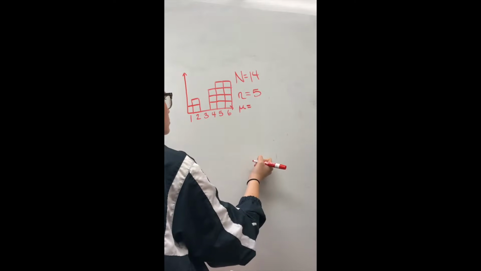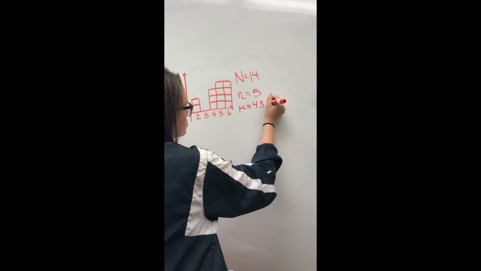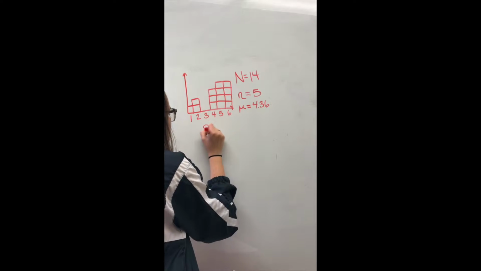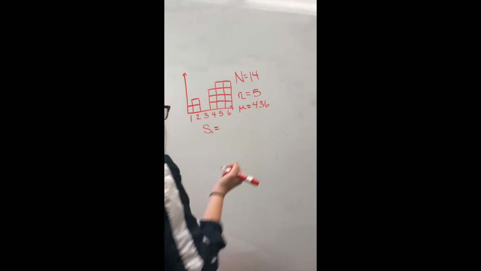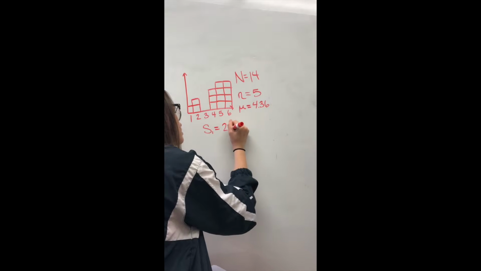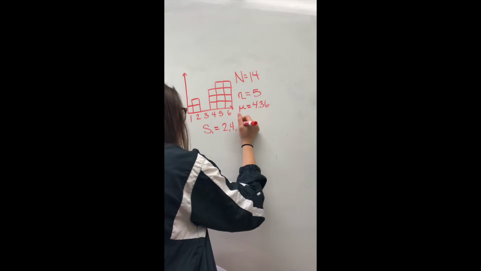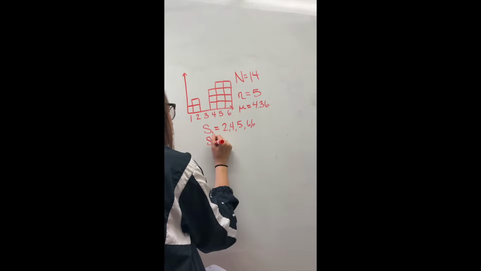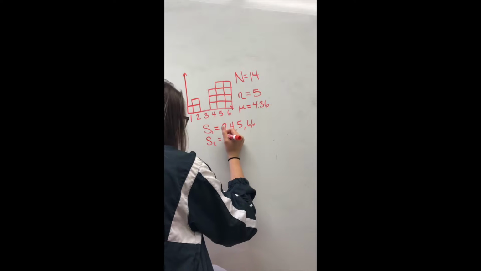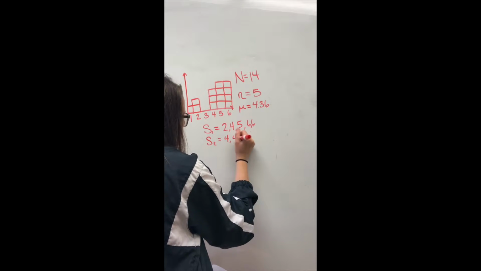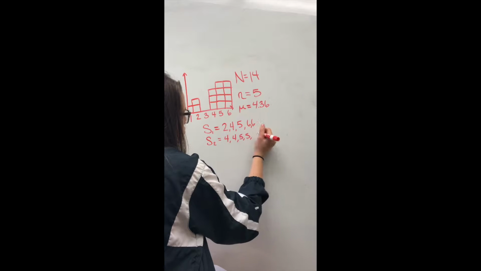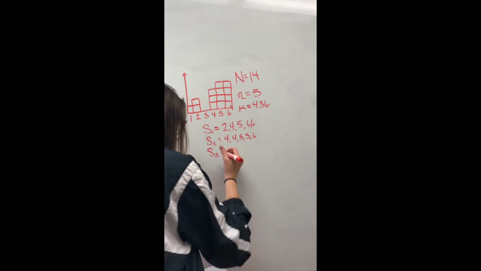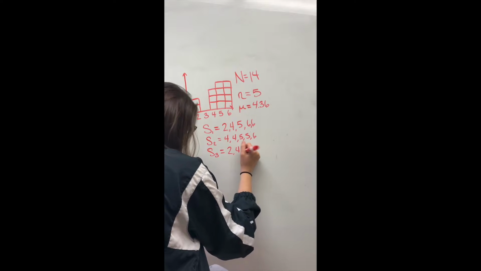I took the mean prior to the video and I got 4.36. And that's the mean of the population. So now we can take each sample, and let's say for sample 1 we got a 2, 4, 5, 6, 6. For sample 2, we pulled out a 4, 4, 2 fives, and a 6. Sample 3, we got a 2, 4, and 3 fives.